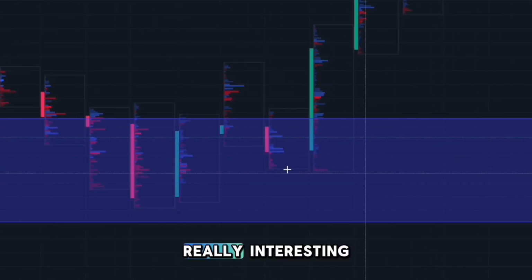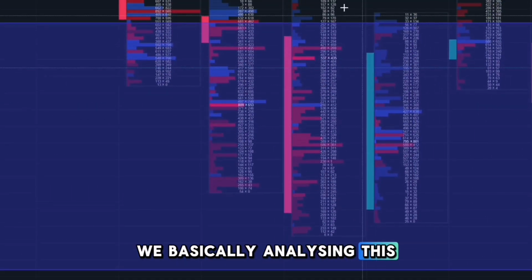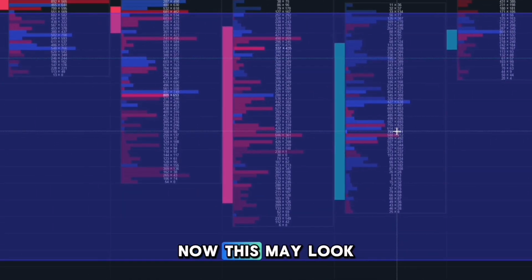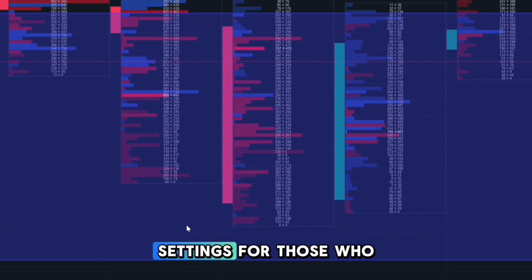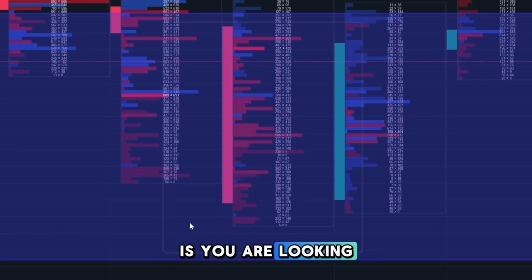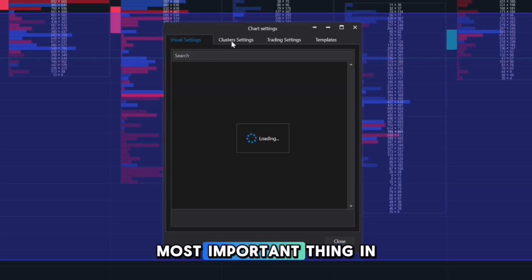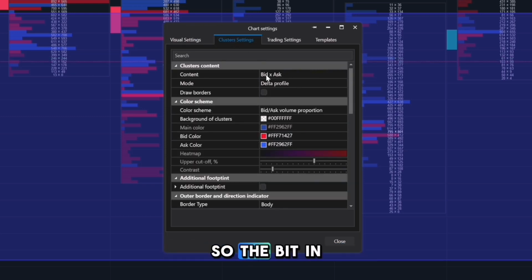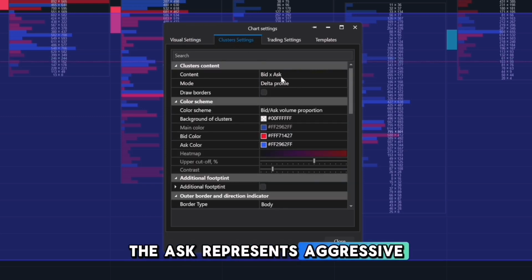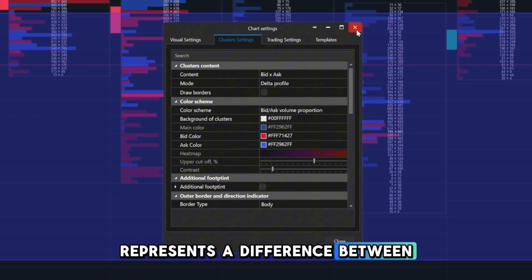Now, this is what's really interesting. When we go down to the lower time frames, we're basically analyzing this in terms of buyers and sellers. Now, this may look like a lot of numbers, but in reality, it's not. So my ATAS settings, for those who are interested, is you are looking for the delta profile. The delta profile is the most important thing in trading. And what delta means is the difference between the ask and the bid, right? This is very important. The bid and the ask represent aggressive sellers and aggressive buyers, and the delta profile represents the difference between the two.